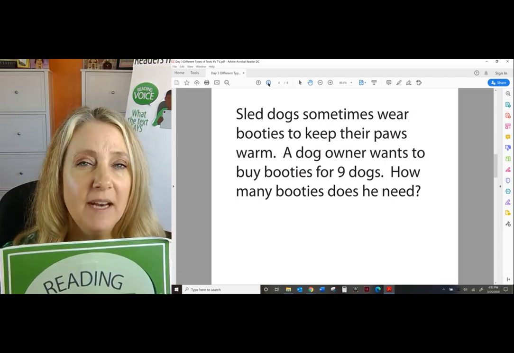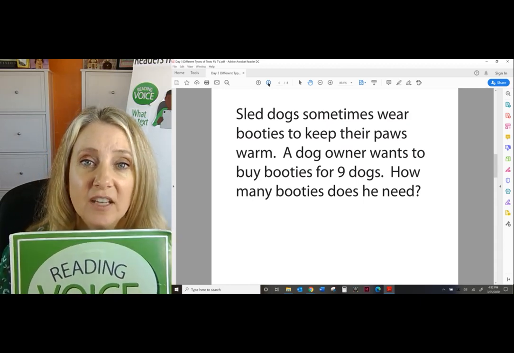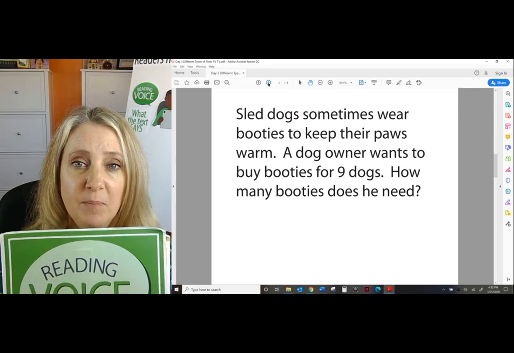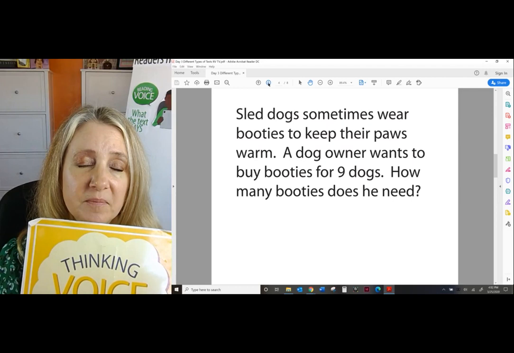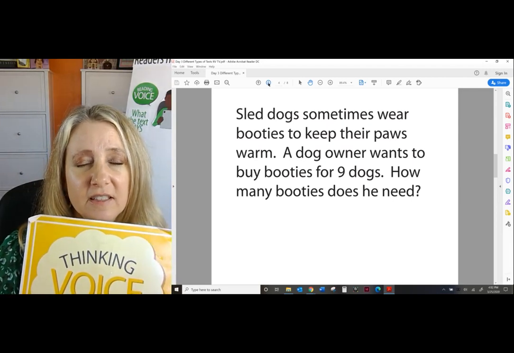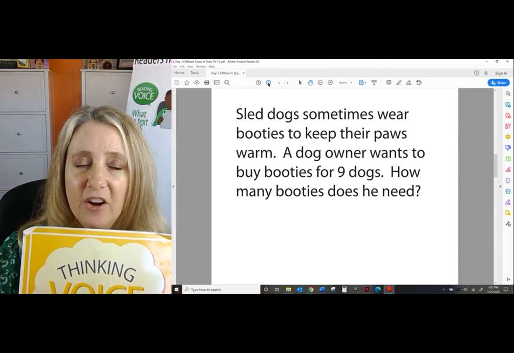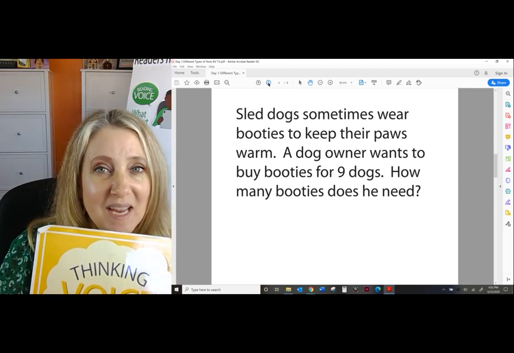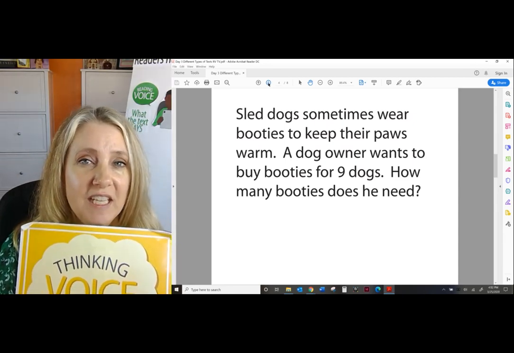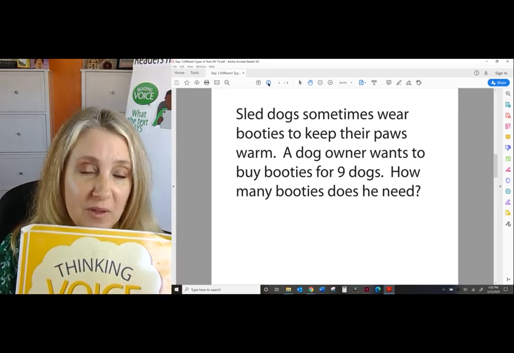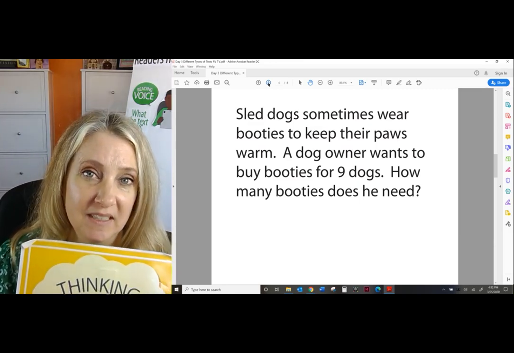But now we've got to tap into that thinking voice. Let's go back to reread. Sled dogs sometimes wear booties to keep their paws warm. Okay, so are you visualizing it? Are you seeing the dogs with little booties on their paws? Are you thinking about how many paws on a dog? That's what your thinking voice is starting to visualize and consider. It's trying to think about what this really means.